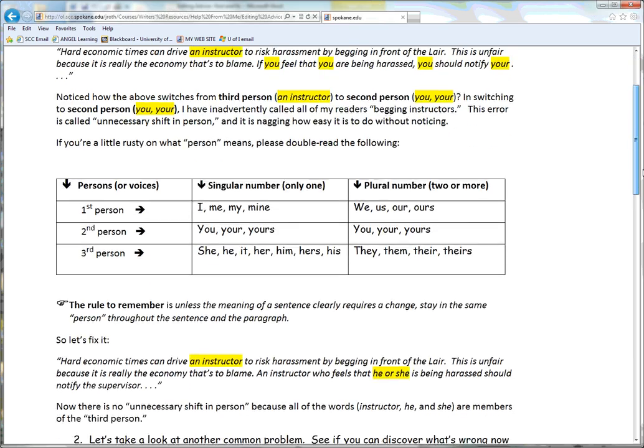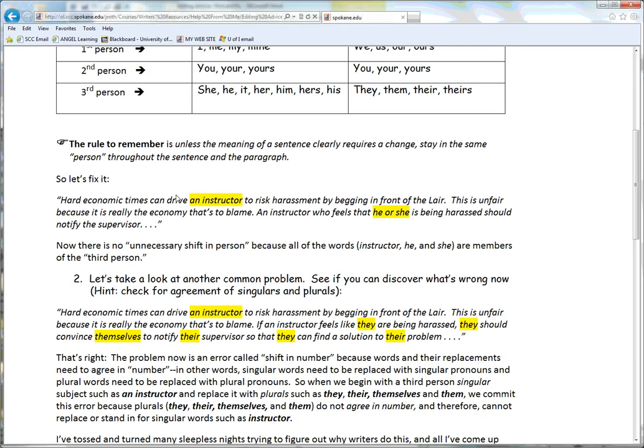Okay, which brings us to the next problem. This would be the correct way to write this sentence. Hard economic times can drive an instructor, okay, that's the he or she, to risk harassment by begging in front of the lair. This is unfair because it's really the economy that's to blame. An instructor who feels that he or she is being harassed, that's right, because I have an instructor, which is a he or she, and I replaced it with he or she. So far, so good, okay?